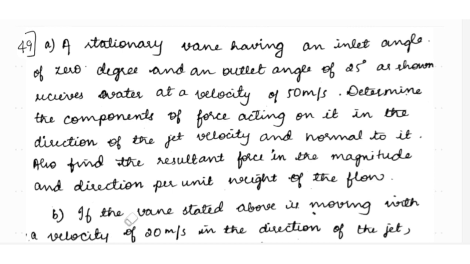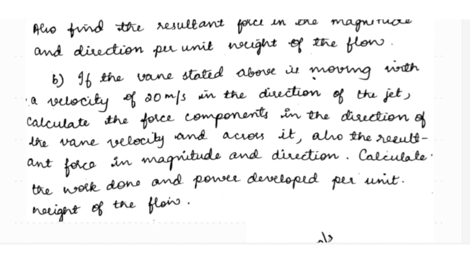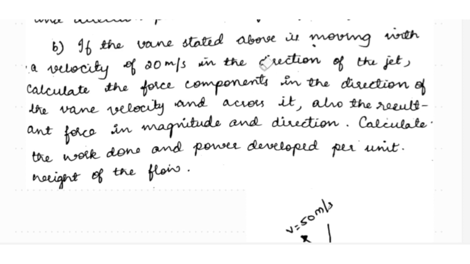The second question, that is question B, is: if the vane stated above is moving with a velocity of 20 meter per second in the direction of jet, calculate the force components in the direction of vane velocity and across it. Also calculate the resultant force in magnitude and direction. Calculate the work done and power developed per unit weight of flow.